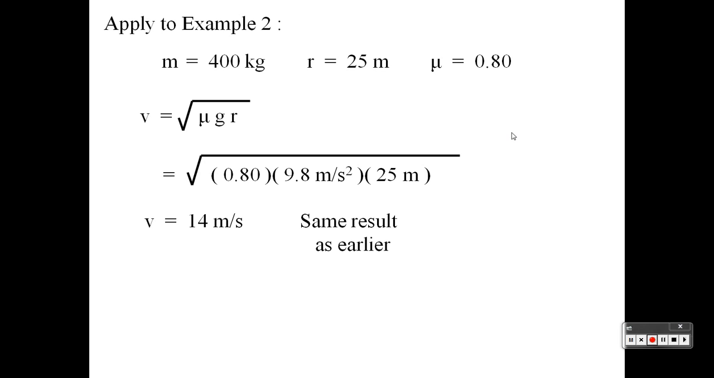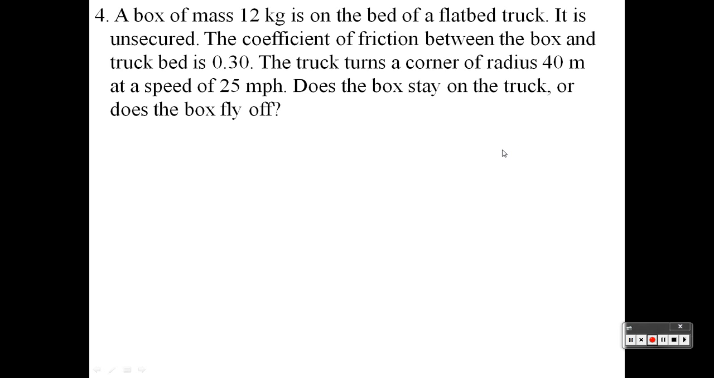Okay, one more example. A box is on the bed of a flatbed truck. It is unsecured. Coefficient of friction is 0.3. The truck turns a corner of radius 40 meters at a speed of 25 miles per hour. Does the box stay on the truck or does it fly off?